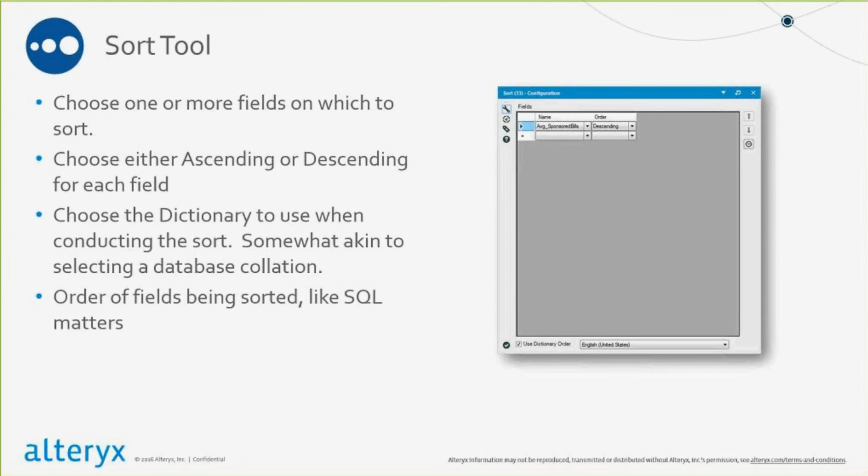What we have for ordering is something called the sort tool. You can choose one or more fields in which to sort, and you can choose to order them based on ascending or descending order. We also do have dictionary order available, and you'll see it down below here. But it is, like SQL, important to know the order in which you select fields to order on. So if I chose state, then county, and ordered them ascending, it's first going to order states alphabetically, then counties within each state alphabetically, versus the other way around. So the precedence and the order within each of these configurations is important.